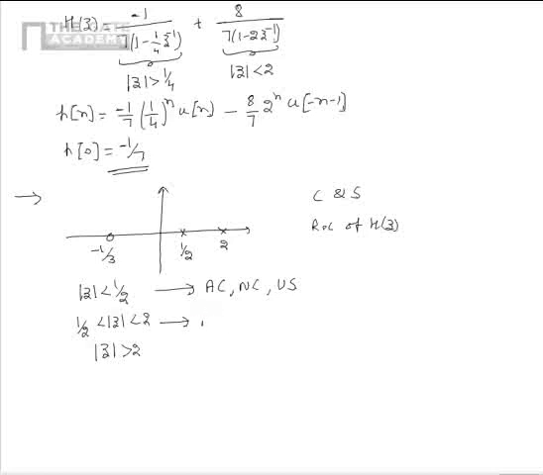For the second ROC case, the system would be non-causal and stable. And for the case of the third ROC, we see that the system would be causal and unstable. From this, we see that there is no ROC of H(z) which leads to causality and stability. So an ROC satisfying the given conditions doesn't exist.